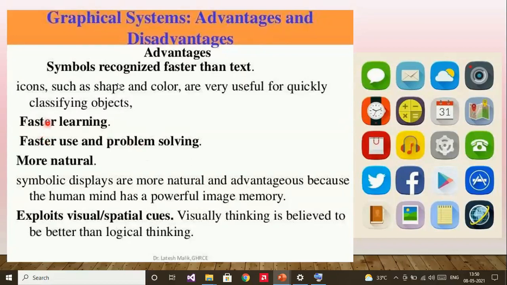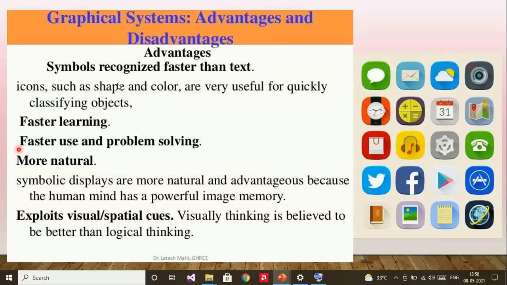The second point is spatial learning. Research has also found that graphical pictorial representations aid learning, and symbols can also be learned very easily. Based on the research, they have found that graphical and pictorial representations are very easy to learn from.